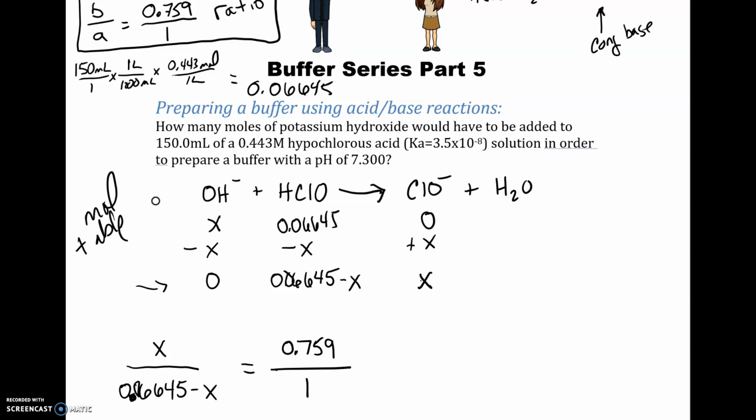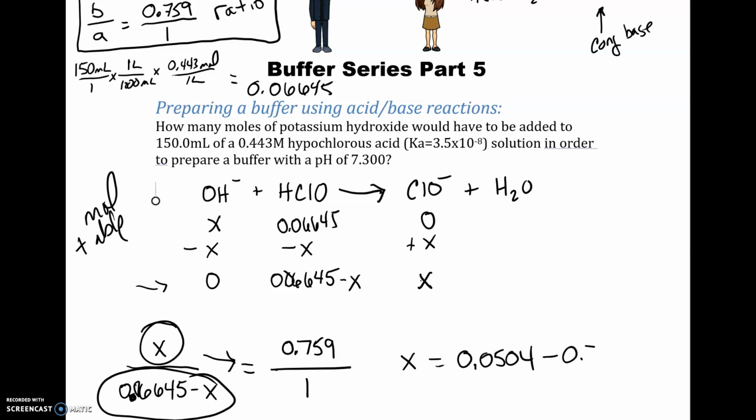Okay, so what I'm going to do is multiply both sides by 0.06645 minus x. So I'm going to have to distribute over here. I'm going to end up with x equal to, so I'm multiplying both sides by this here. And when I distribute, I get 0.0504. I got that from 0.06645 times 0.759. And then I multiply negative x times the 0.759. That's going to be minus 0.759x.